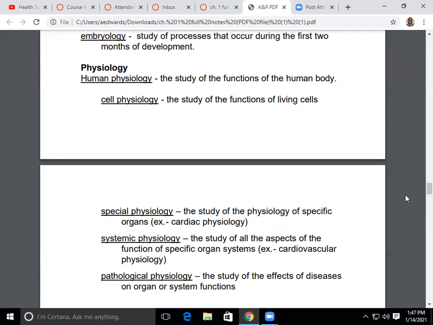Anytime you see patho, like a pathologist, who studies diseases, okay? So if you've worked in a hospital, people may have to send things down to the pathology lab for testing, you know, to confirm if something is a tumor or if it's benign or malignant. So that's pathology, okay? So pathological physiology studies effects of disease on how organ systems or organs function.